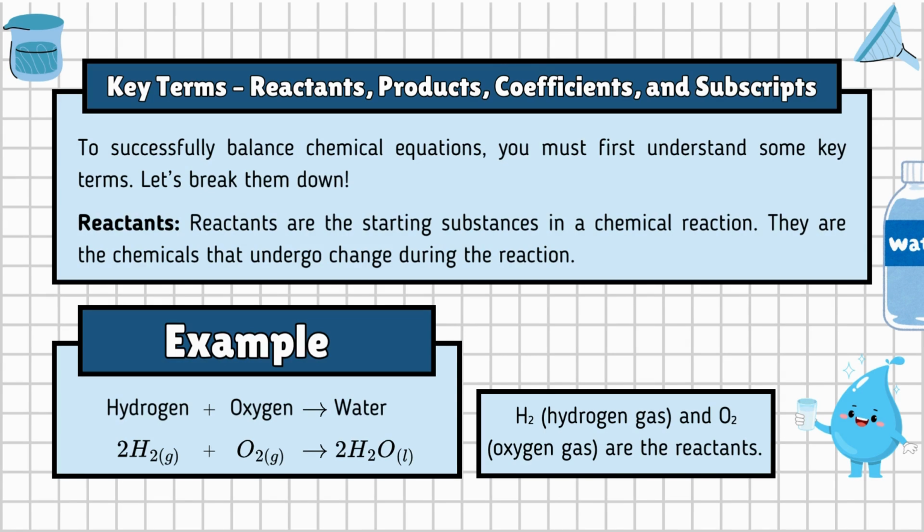If you remember, according to the law of conservation of mass, matter cannot be created or destroyed, it can only be changed from one form to the other. So reactants are the ones that are changed from one form to the other. For example, look at this equation at the bottom left corner of the screen. We have hydrogen combining with oxygen to give us water. In this case, hydrogen or H2 is a reactant. Oxygen or O2 is also a reactant. So all together now, hydrogen gas and oxygen gas are the reactants. I hope that is clear.